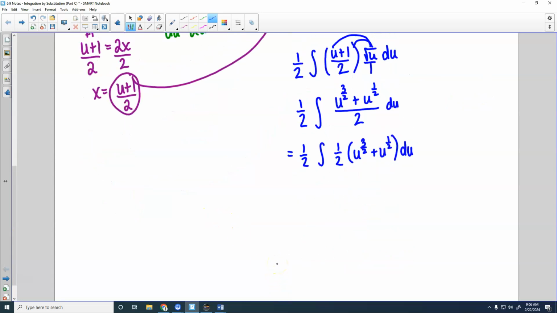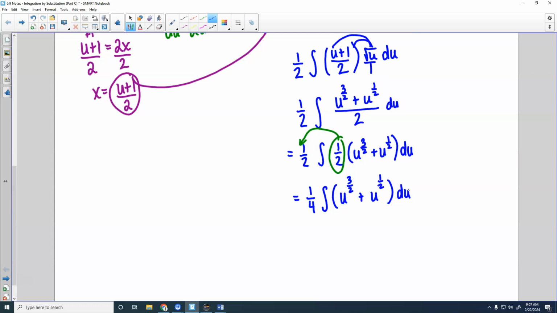Okay, here. Because dividing the whole thing by 2 is the same as multiplying the whole thing by 1/2. And what can I do with that 1/2? It can go out front because it's just a coefficient. So I can pull it out here and put it with that other 1/2 that's already there. So that will give me 1/4 integral of u to the 3/2 plus u to the 1/2 du.